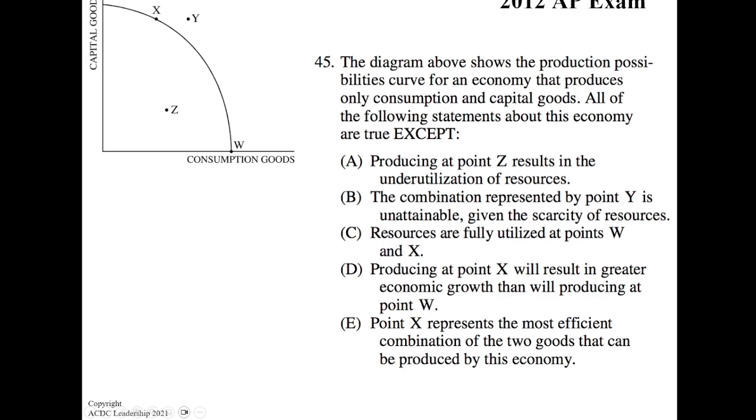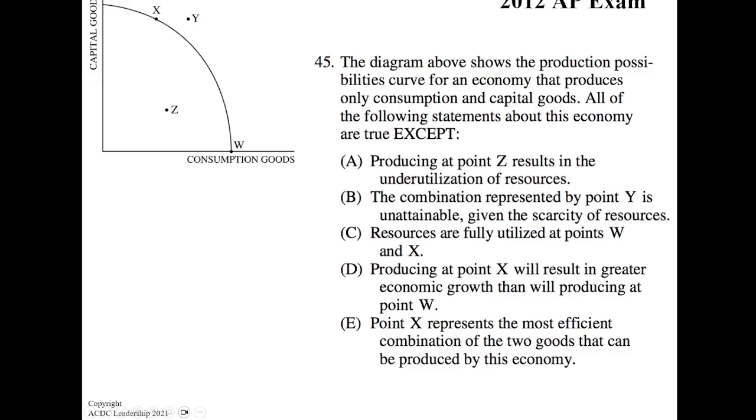So let's see which one is false, right? Producing at point Z results in the underutilization of resources. We already know anything inside the PPC is inefficient, so this is true. The combination represented by point Y is unattainable given the scarcity of resources. Like we covered, the PPC also represents scarcity, so anything outside the PPC is impossible to produce given the scarcity of resources. So B is also right. Resources are fully utilized at points W and X. They lie on the PPC, they lie on the line, so this is also true.